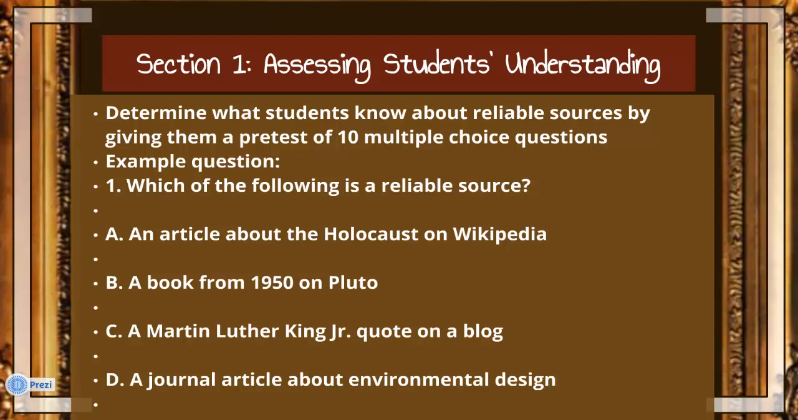Here's an example. Which of the following is a reliable source? A. An article about the Holocaust on Wikipedia. B. A book from 1950 on Pluto. C. A Martin Luther King Jr. quote on a blog. Or D. A journal article about environmental design. If you guessed D, you're correct.